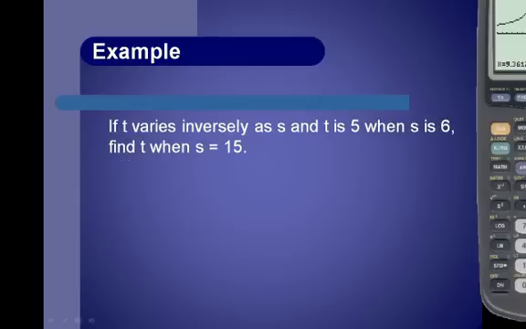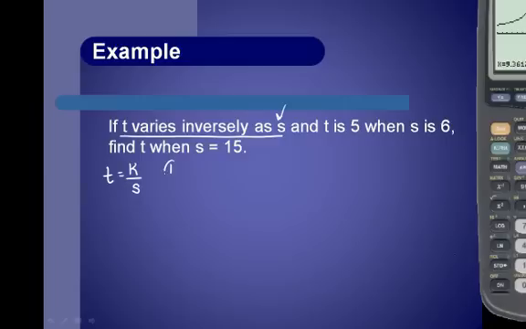Okay, let's do another one. This time it's all in one. If t varies inversely as s, so t equals k over s. The variables go in order. If they mention t first, t goes first. Varies inversely means k over. The variable that comes second goes in the bottom.